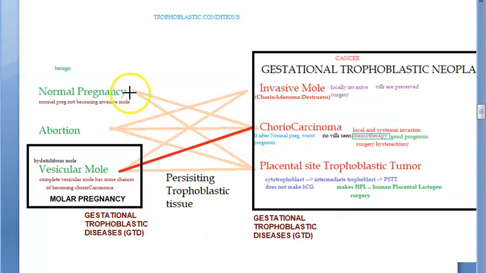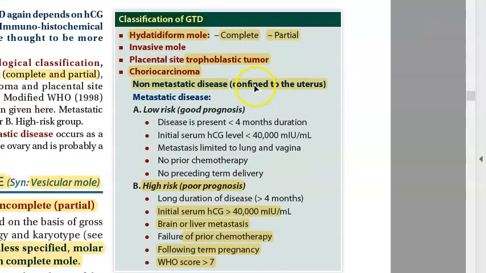Look at this one, guys. Normal pregnancy never becomes an invasive mole, okay? But normal pregnancy can become a choriocarcinoma. In case normal pregnancy becomes a choriocarcinoma, it will have one of the worst prognosis. Remember that, okay? If there is a persisting trophoblastic tissue after normal pregnancy leading to choriocarcinoma, it will have the worst prognosis. So look at this table now.